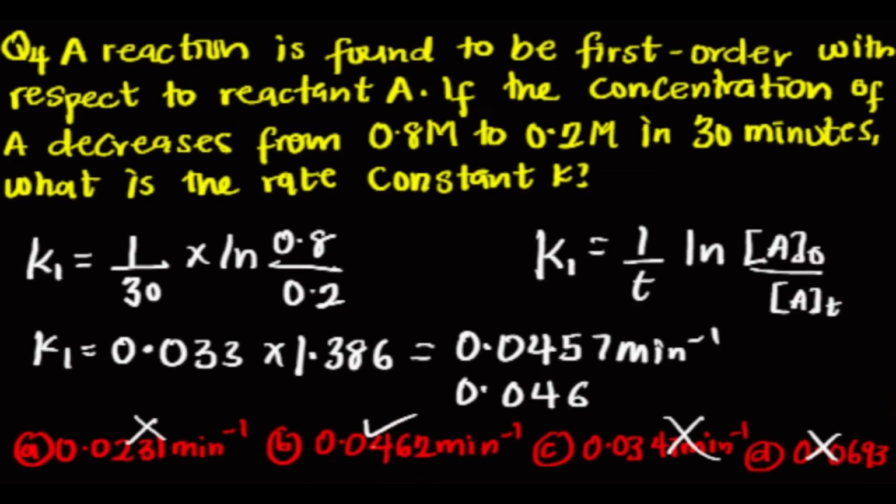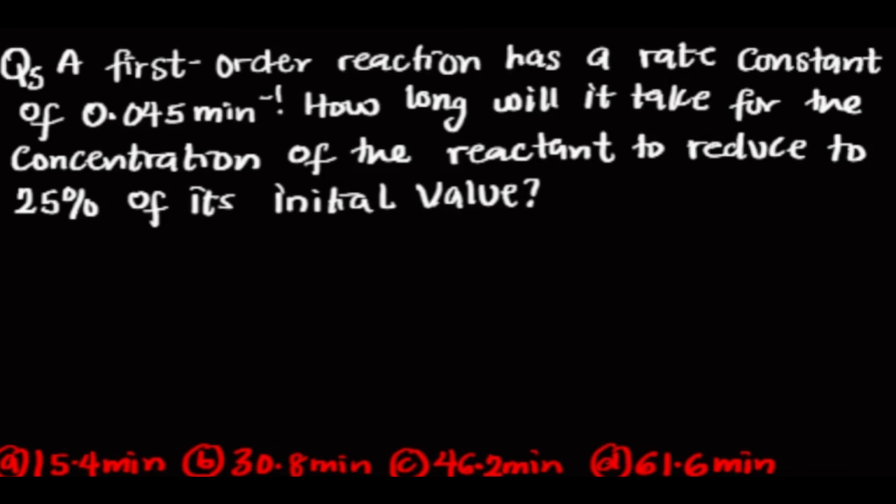Now let's see another question that we have. The question says, a first order reaction has a rate constant of 0.045 per minute. Then from there, how long will it take for the concentration of the reactant to reduce to 25% of its original value, or simply you say its initial value, right?